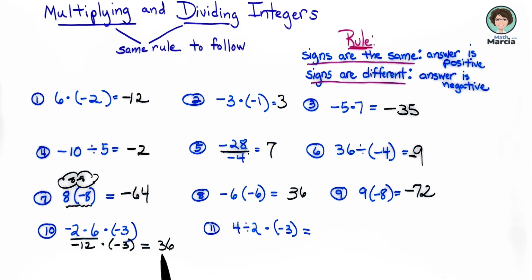Remember, we do not have to write that plus 36 there for positive. We can just write 36. And for the last one, 4 divided by 2, we know is 2. Those were both positive. So far we have positive 2. And now I'm bringing down times a negative 3. So 2 times a negative 3 is equal to a negative 6 because one is positive and one is negative.